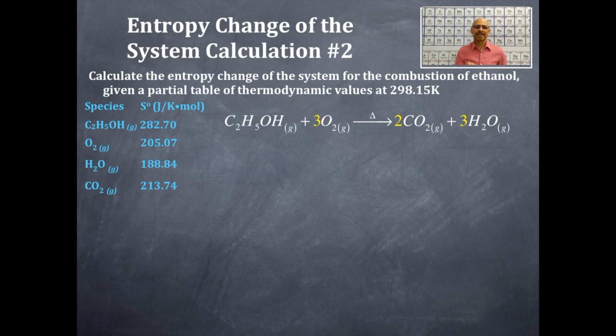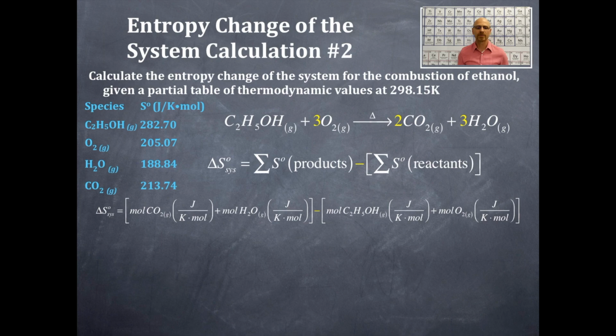All of these S0 values have units of joules per Kelvin mole. Okay, so my basic equation that I'm plugging into here for the change in entropy of the system is going to be this. That's delta S0 for the system is equal to the sum of the S0 for the products minus the sum of the S0 for the reactants. Now remember, the products are on the right-hand side and the reactants are on the left-hand side of that arrow.